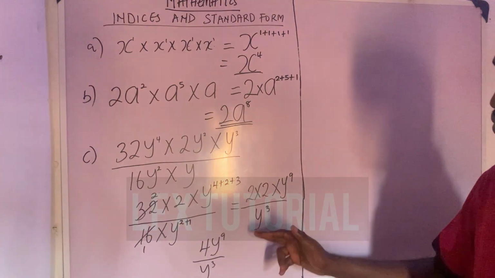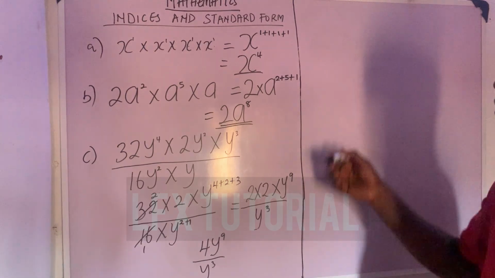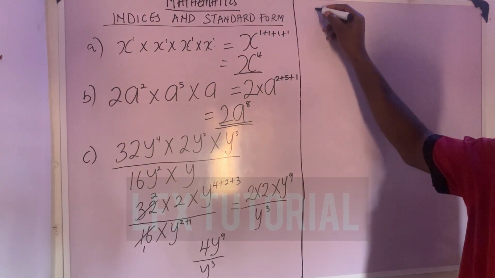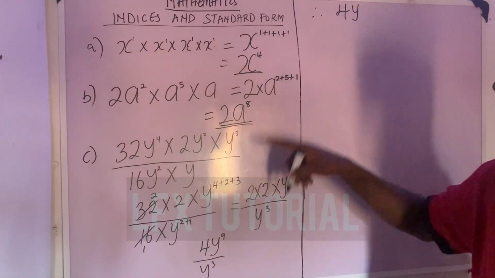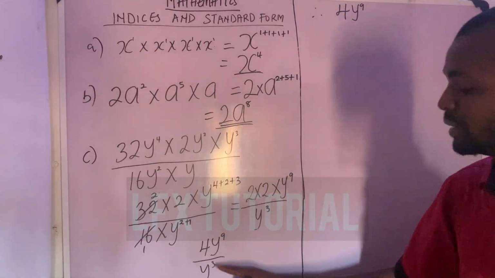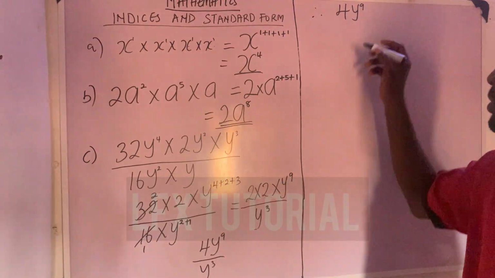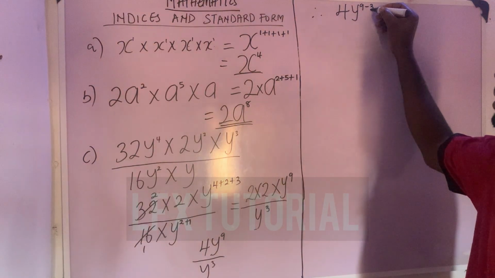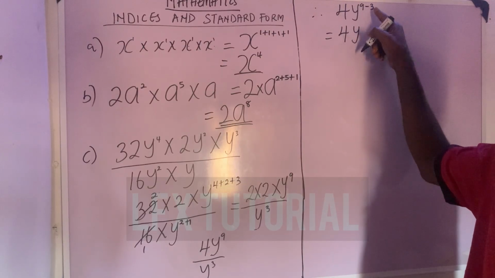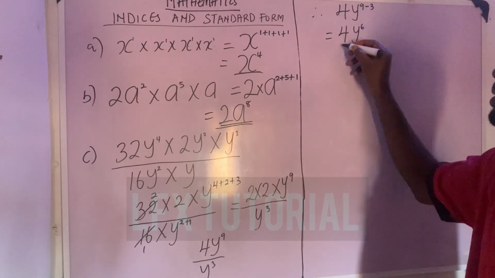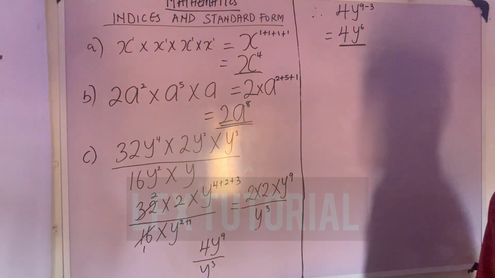Remember, the rule states that nobody should stay up and nobody should stay down. So now we'll bring it up. Therefore, the final answer will now be 4y raised to power 9. There is 3 down. If the 3 goes up, it changes to minus 3. Now the final answer becomes 4y raised to power 9 minus 3, which is now 6. So the answer to this question is 4y raised to power 6.